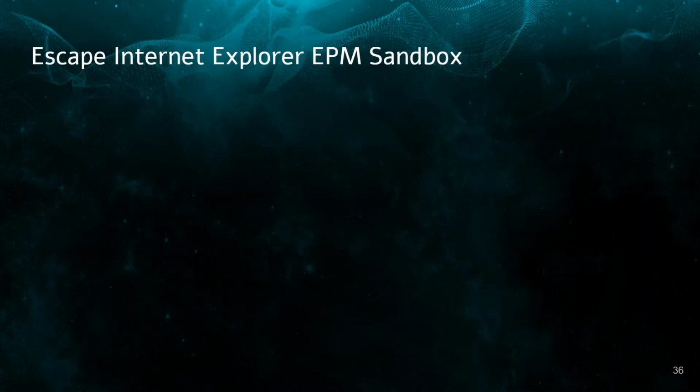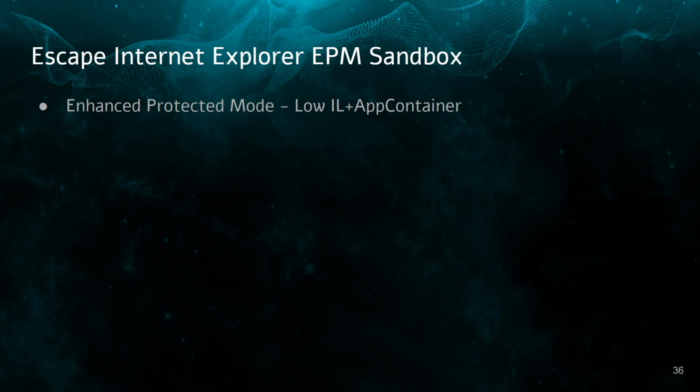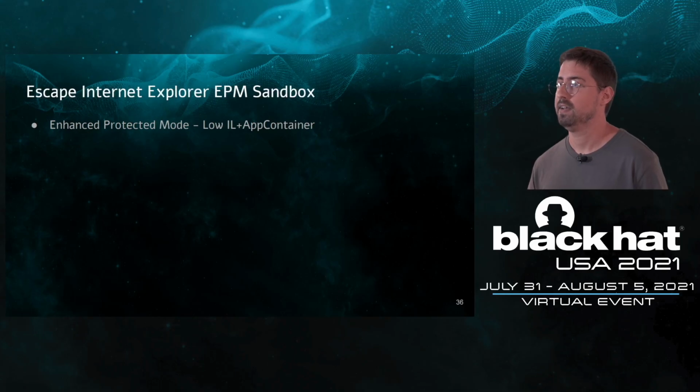So now, after we've seen the first demo for this talk, I wanted to make things a little bit harder and use that same exploit to escape the Internet Explorer Enhanced Protected Mode sandbox. Enhanced Protected Mode is a feature of Internet Explorer that is not enabled by default. You have to check it through Internet Explorer settings. And if you do so, then the renderer processes run under AppContainer, which is an even more strict environment than the low integrity process.